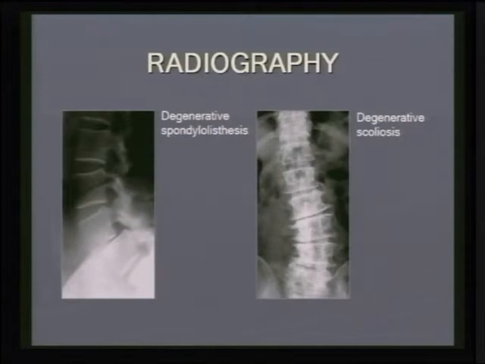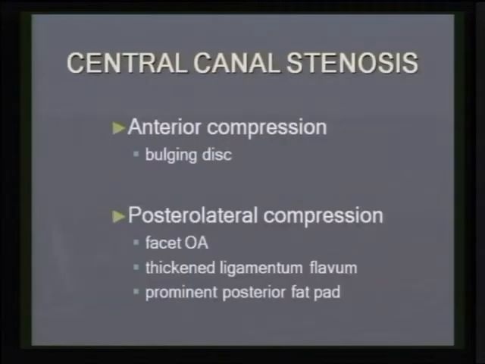Maybe we see a degenerative spondylolisthesis here on your right side, sorry, on your left side at the L4, L5 level. And on this side, we see a degenerative scoliosis. So that's where plain film may show some interesting findings.